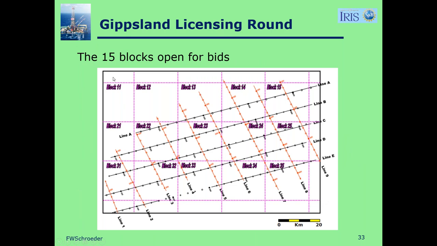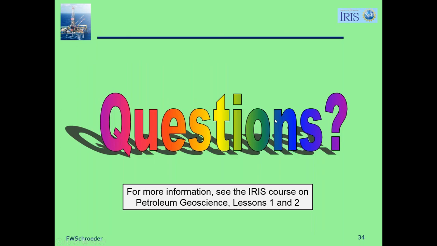So if you do the exercises, this is the base map for our offshore blocks. So we have block 11, 12, 13, 14, 15, the northern tier, 21, 22, 23, 24, 25, the central tier, 31, 32, 33, 34, 35, the southern tier, and the black and red lines are the seismic lines that we have to do a semi-regional analysis. And again, I'll get more into this on Thursday. So that's all I have prepared for today.